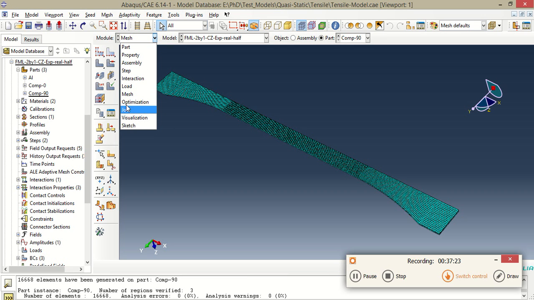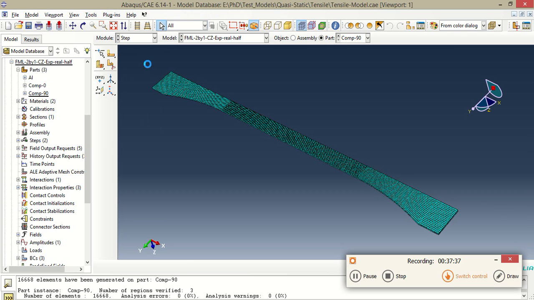Then you don't need to go into the optimization module. This module is created just to optimize the geometry, and we don't need to optimize the geometry, so we don't need to go in there. But we have been left with something. Okay, I'll come to the step module again.